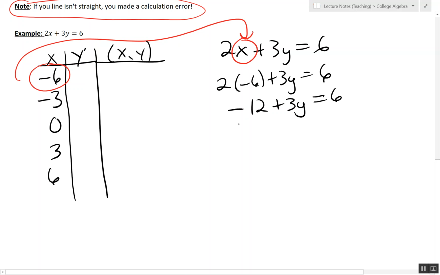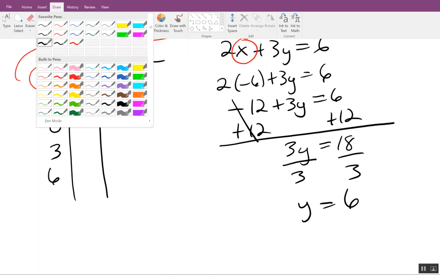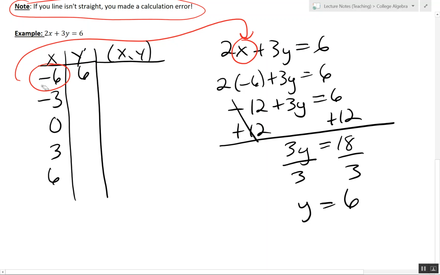Now we're going to add 12 to both sides to get all the constants on one side. And these cancel, and we're just going to get 3y equals 18. Then we can divide both sides by 3, and we get that y equals 6. And so that's what we're going to put in for y. And now we know what the x coordinate is. So let me pick a different color. So we know that x is negative 6, and when x is negative 6, we get y equals 6, so the point we get is negative 6, 6.